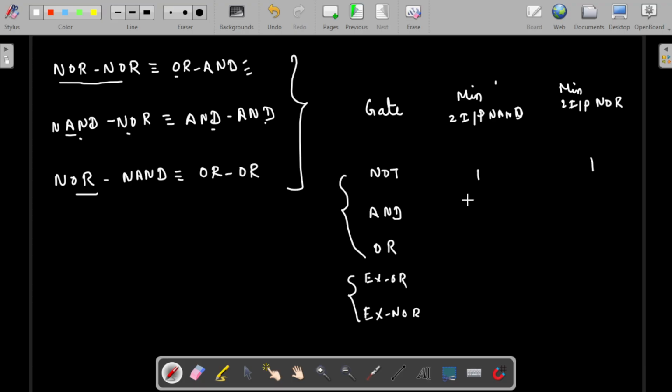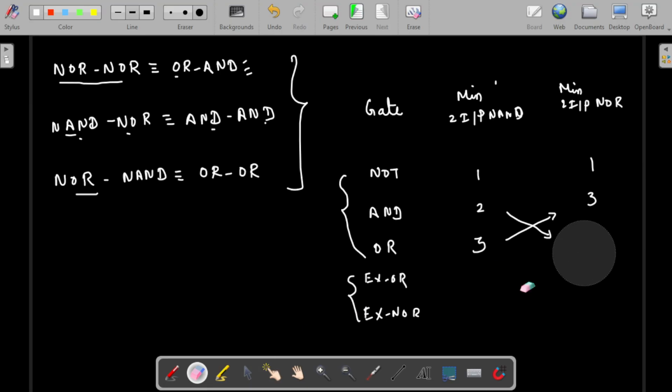So how many two input NAND gates are needed to build this? This is 2 and for OR is 3. So please exchange this one: 2 here and 3 here. Okay, so this is 2. For your remembering purpose I am using this. If you are able to do it and understand, then I am glad that you are going on a good track. So 3 plus 2.